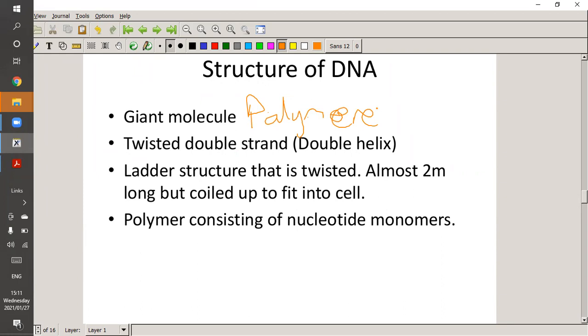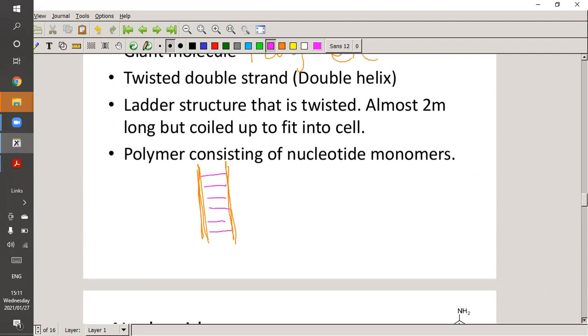Okay, it's twisted into a double strand. We call it a double helix. It's got a ladder structure. So it's got a phosphate sugar backbone on each side. And then it's got nitrogenous bases on the inside that are connected together. And the monomer is called the nucleotide.